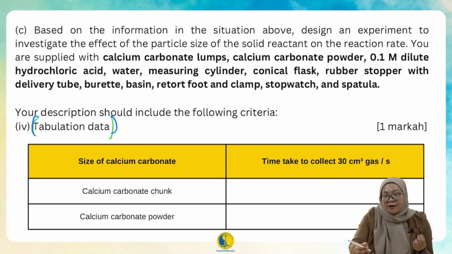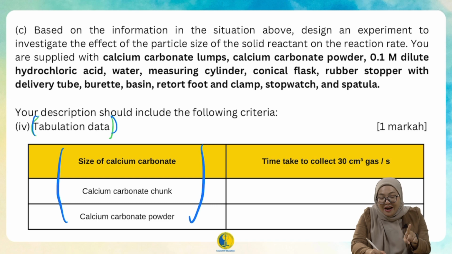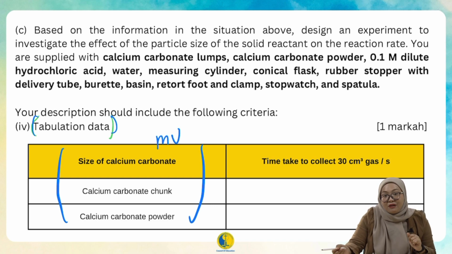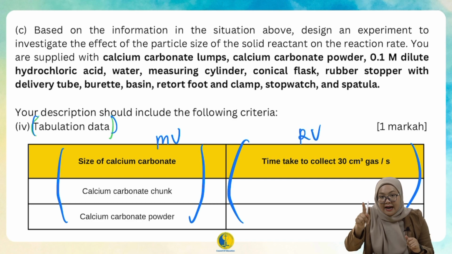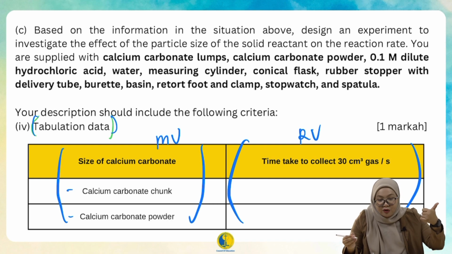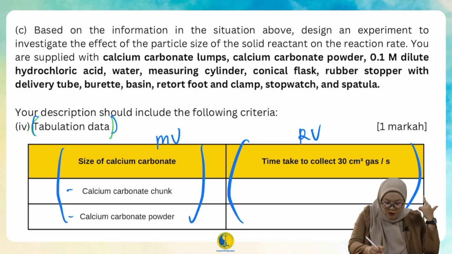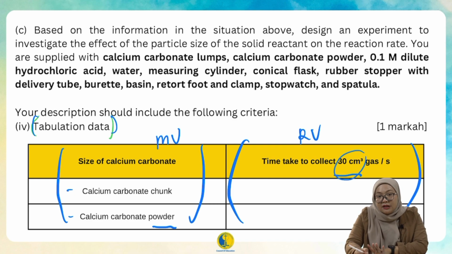It can be in the form of columns. The first column is always the manipulated variable, and the second column is always the responding variable. Guys, remember to put in your manipulated variable: you're using chunk of calcium carbonate, and you're using powder type of calcium carbonate. Then the time taken to collect 30 cm³ of gas.